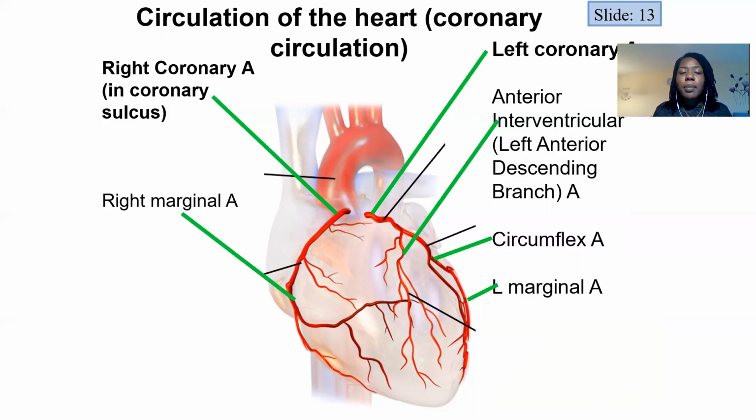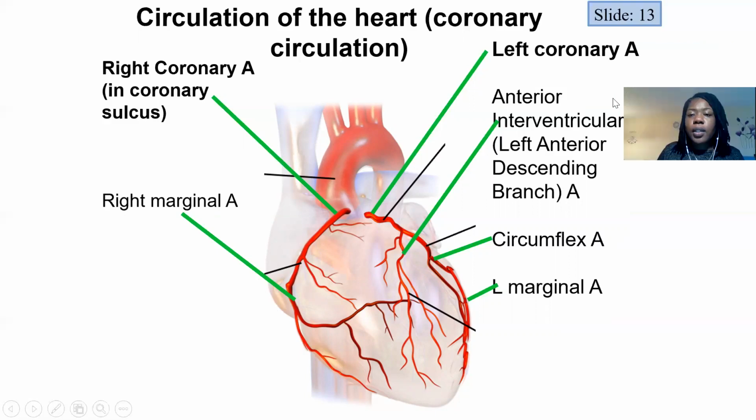So we've got two main branches of the coronary vessels. There's the right coronary artery, and this is running in the coronary sulcus. We talked about the coronary sulcus, this groove that separates the atria from the ventricle. And then we've got the left main branch, called the left coronary artery, which is on the left side of the heart and branches into a few other structures. So the branches of the right coronary artery, the first branch that comes off is called the right marginal artery, and it's going to be running along the right margin of the heart.